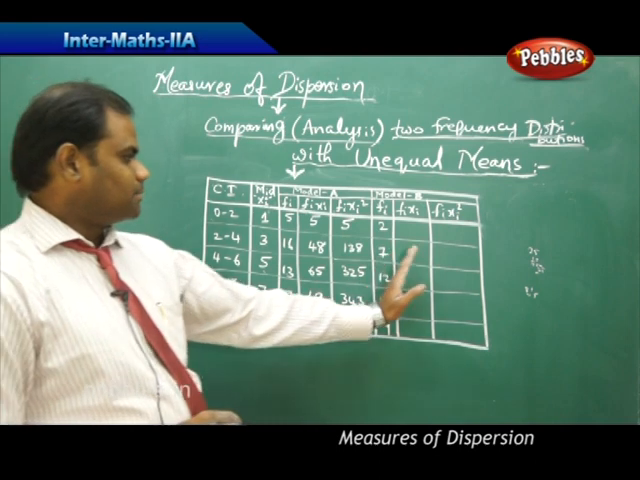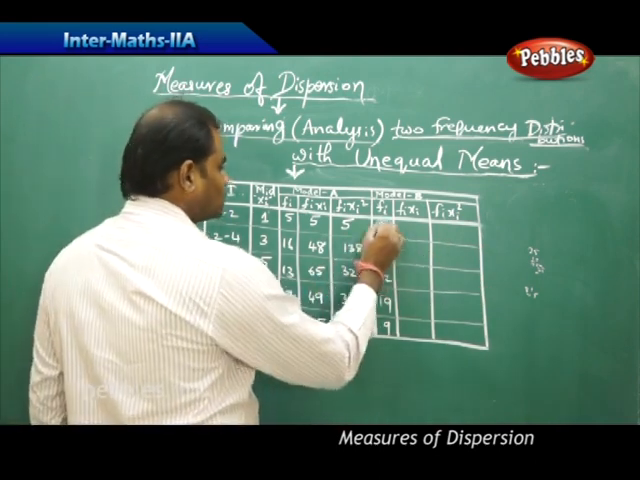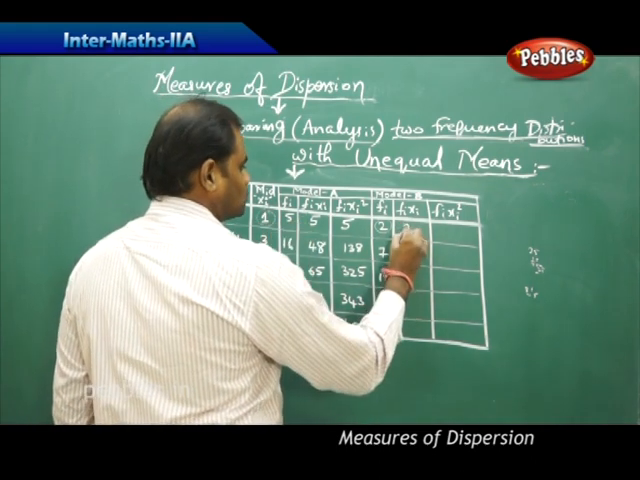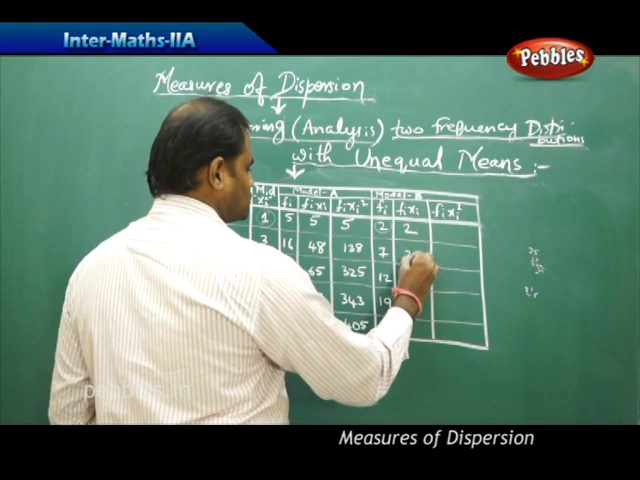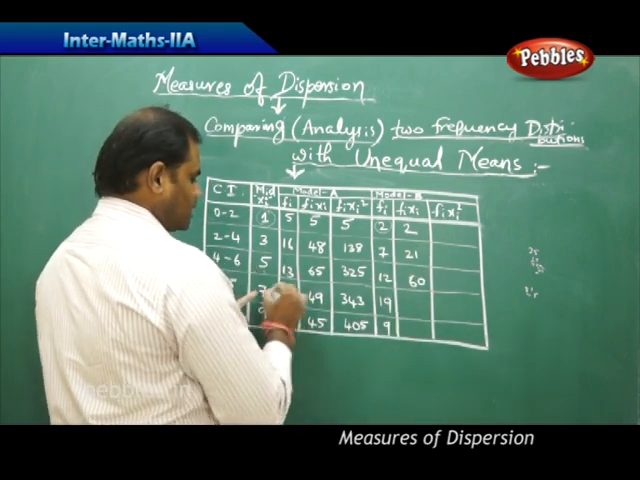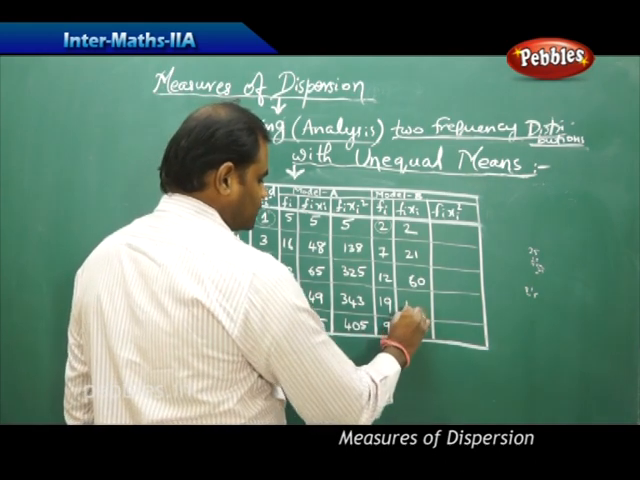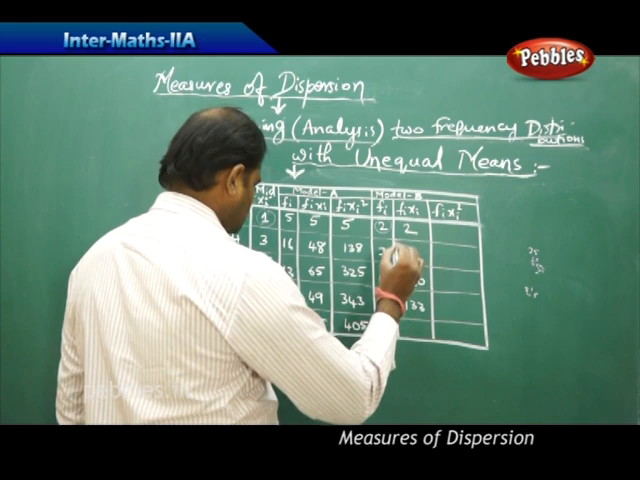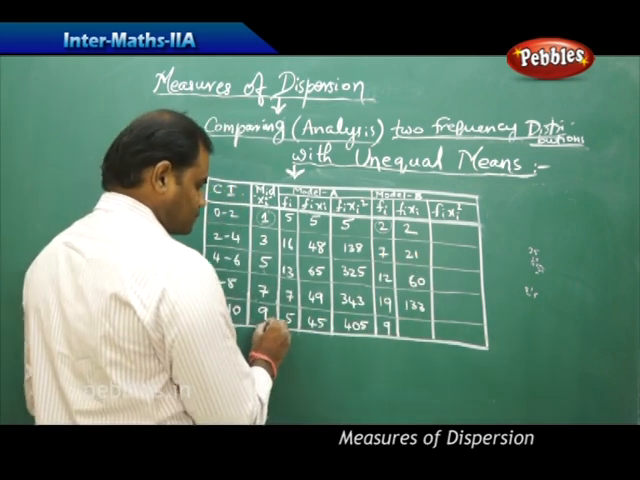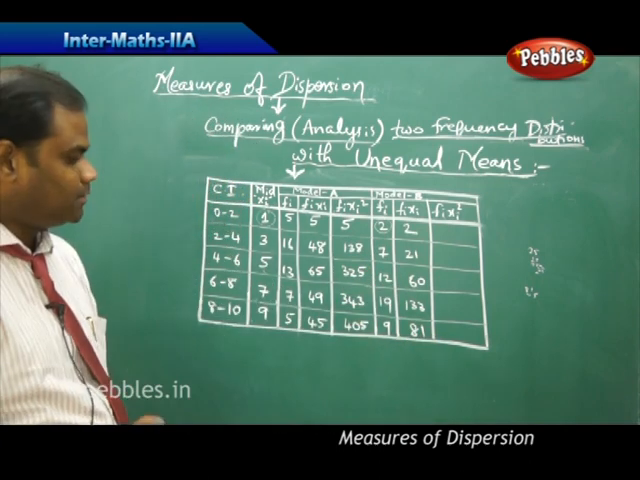Similarly, I'll fill up these two columns for model B, where my frequency is 2 and my mid value is 1. So 2 times 1 is 2, 7 times 3 is 21, 12 times 5 is 60, 19 times 7 is 133, and 7 nines are 63, and 9 nines are 81.